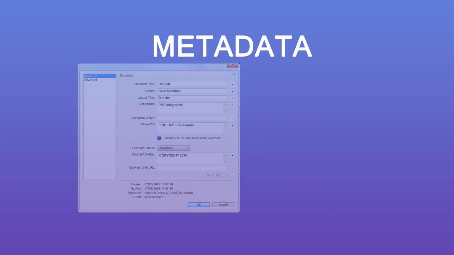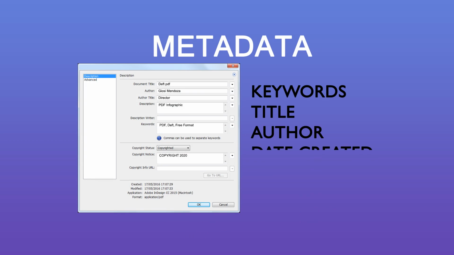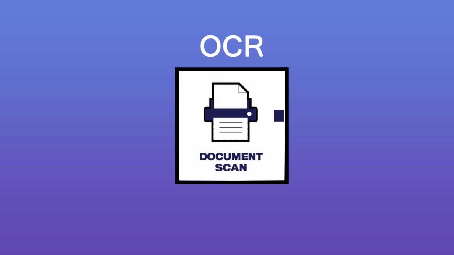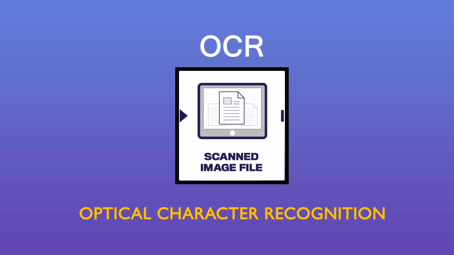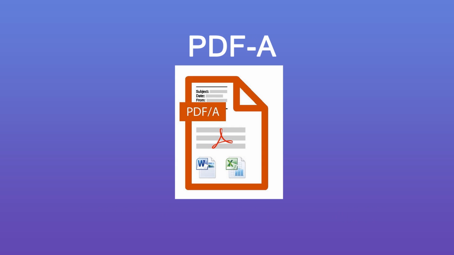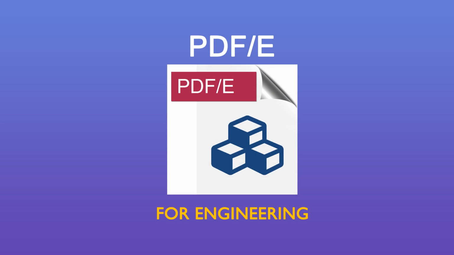Metadata. Information embedded on the document that usually consists of search keywords, title, author, date created, and subject, and helps its archiving and searchability. OCR. Converts image-only files, scanned files, into machine-readable files. PDF/A. A type of PDF for long-term archiving of documents. PDF/E. PDF engineering is specifically used for engineering and design.